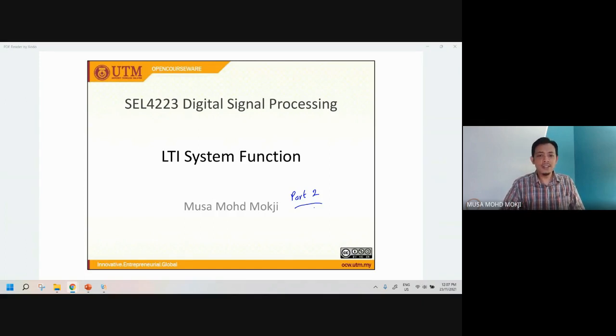Okay, so we are still in the LTI system function topic, and this is part 2. We have seen what a system function is. The system function is denoted as H(z). So what is H(z)? H(z) is the Z transform of an impulse response. We have seen that, so we are giving it a name. It is very important that it has a name. We call it the system function, which is H(z).